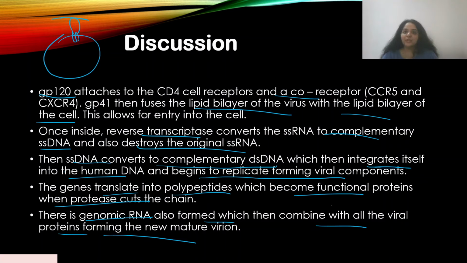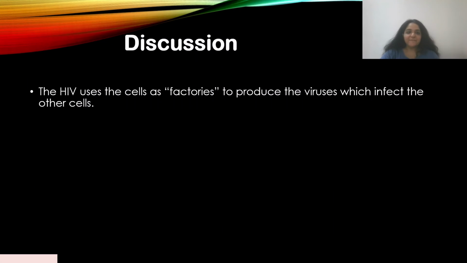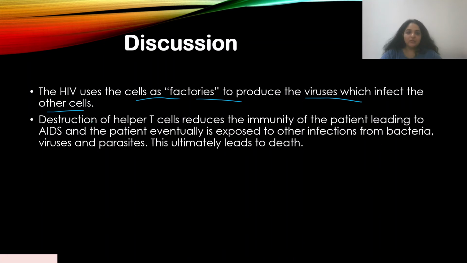After proteases cut down all the polypeptide chains to form the small protein chains, they all combine together to form a new HIV virus, which is the mature virus, which then eventually moves out of the cell and begins to attack fresh cells. So it has used the cell as a factory. The HIV uses the cell as a factory to produce the virus which infects the other cells. Now, destruction of helper T cells reduces the immunity of the patient, leading to AIDS. And the patient is eventually exposed to other infections from bacteria, viruses, and parasites. This ultimately leads to death.